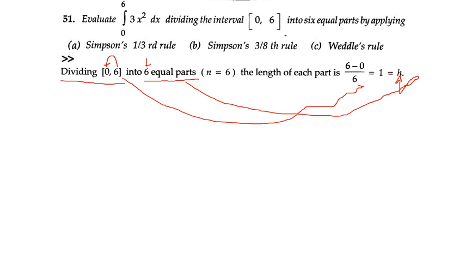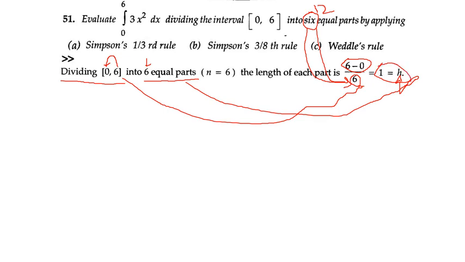That is 6 minus 0, that is b minus a, divided by n. n is 6. Where is n? n is here, so the 6 we have taken in the denominator. If they give 12 here, we take 12 in the denominator in the place of n. So what is h now? That is 6 by 6, which is equal to 1. So we got the value of h as 1.